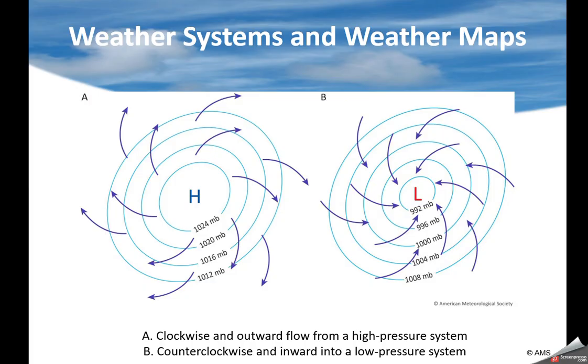In the northern hemisphere, with high pressure, air flows clockwise around it, always. And with low pressure, it goes counterclockwise. Get to know those.